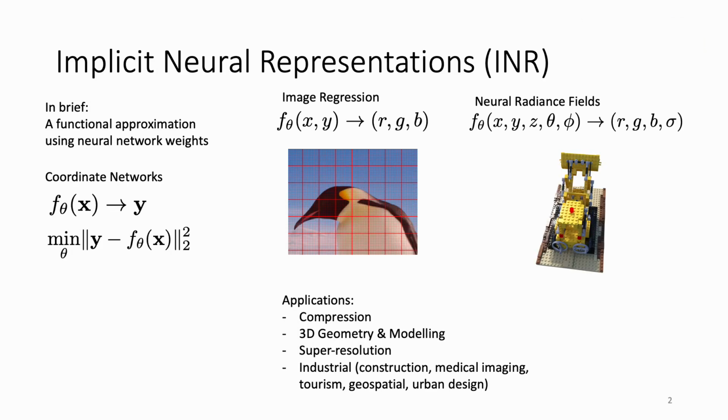So what is an implicit neural representation? Simply put, it is a neural network that has been trained to learn one particular signal, which might be an image, it might be a neural radiance field, or it might be something else like a sound wave.